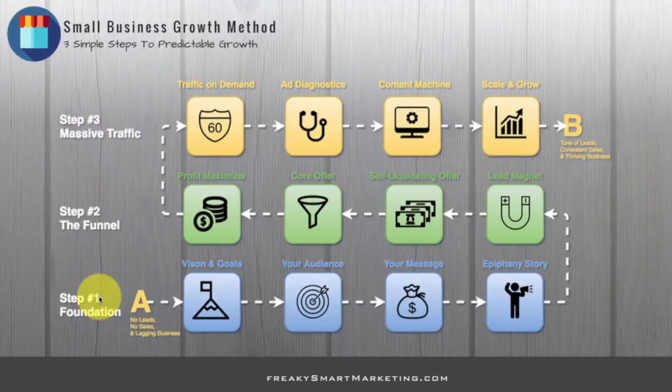So what we're going to do is start down here in the lower left corner at point A. This is where you most likely are in your business today. Very few leads, very few sales. If there are sales, they're inconsistent. They're not predictable. Basically, it's kind of a lagging business. And the objective is to follow the roadmap around through step 1, step 2, step 3, and arrive at point B, which is a constant flow of leads, consistent sales, and a thriving business. So we're going to start back down here in the bottom left corner at point A.